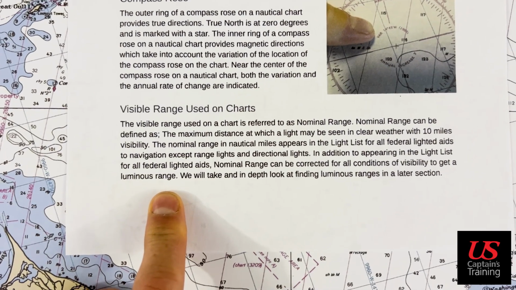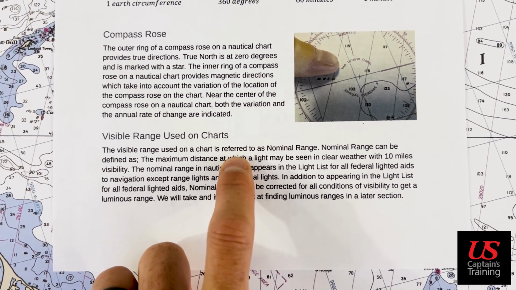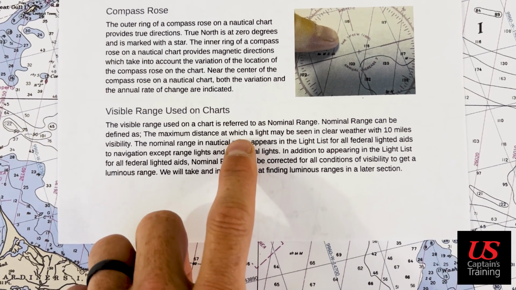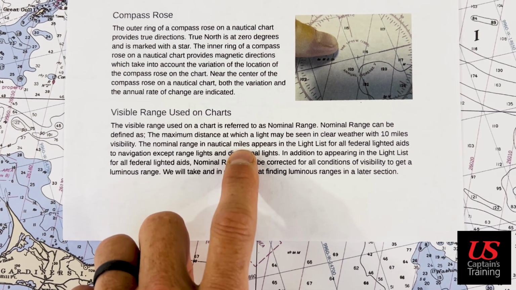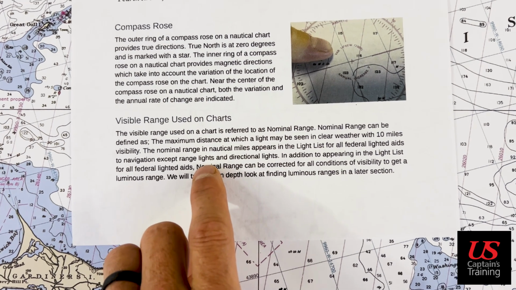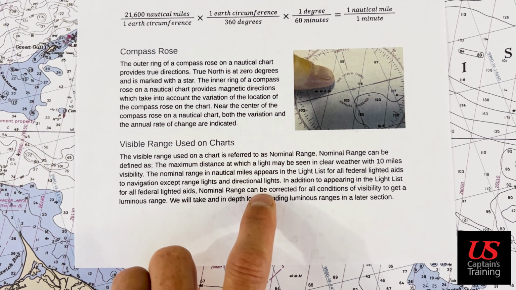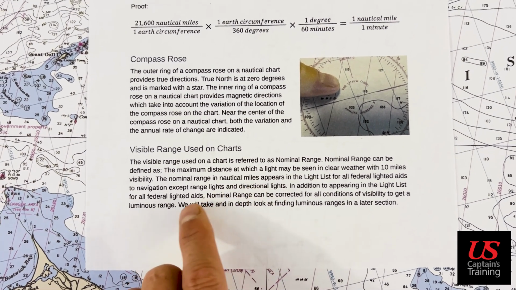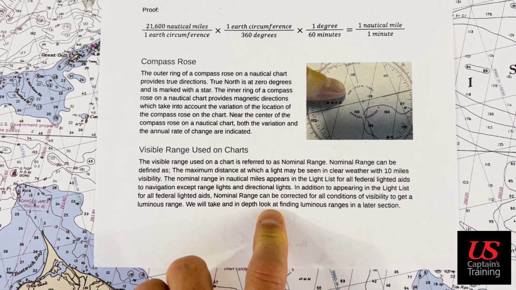One more thing to note. Visible range used on charts. The visible range used on a chart is referred to as nominal range. Nominal range can be defined as the maximum distance at which a light may be seen in clear weather with a visibility of 10. The nominal range in nautical miles appears in the light list for all federal lighted aids to navigation except range lights and directional lights. In addition to appearing in the light list, nominal range can be corrected for all conditions of visibility to get a luminous range. We'll take a look in depth at finding luminous ranges later in this section.